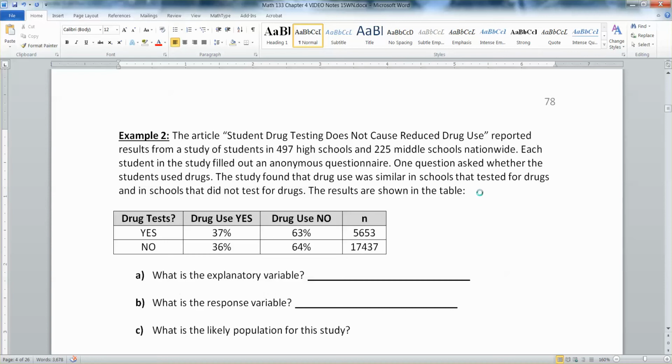It's important it was anonymous. I forgot to write that in originally. One question asked whether the students used drugs. The study found that the drug use was similar in schools that tested for drugs and in schools that did not test for drugs, and the results are shown in the table.